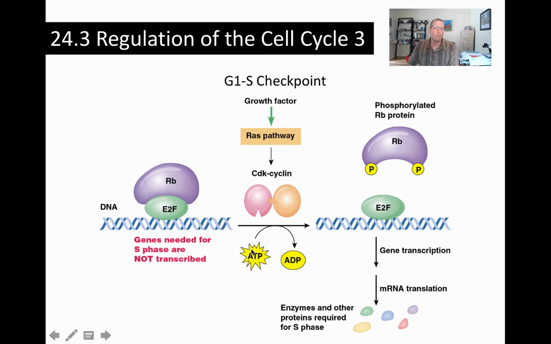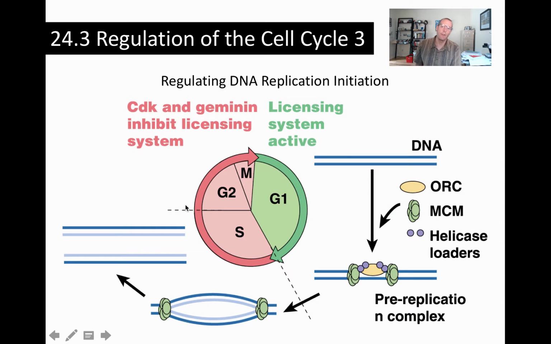And so this checkpoint works if there are no growth factors. If we have no growth factors or inadequate nutrients, then the CDKs and the cyclins don't get turned on, which means that RB stays unphosphorylated and bound to E2F, and therefore there is no expression of the genes required for S phase. So that gets us into S phase.